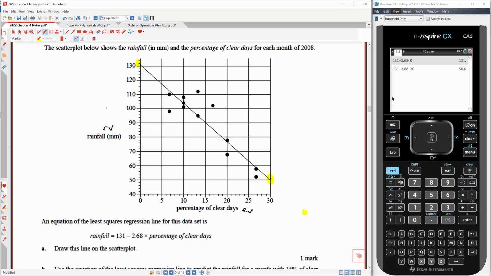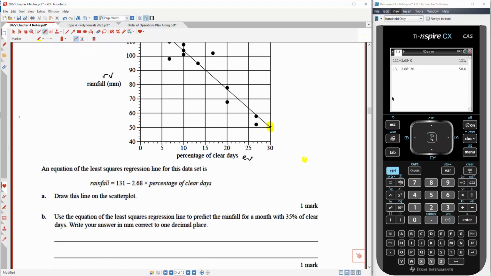Okay, so important to note that there is a limited amount of flexibility. All right. Now, use the equation of least squares regression line to predict the rainfall for a month with 35% of clear days. Write your answer in millimeters correct to 1 decimal place.